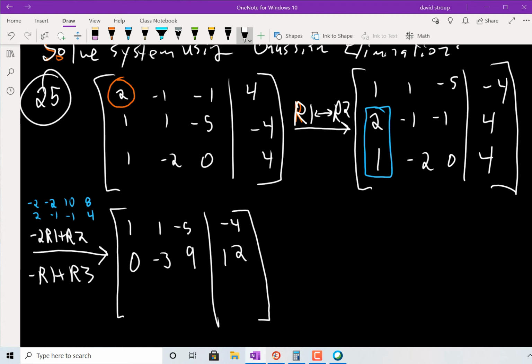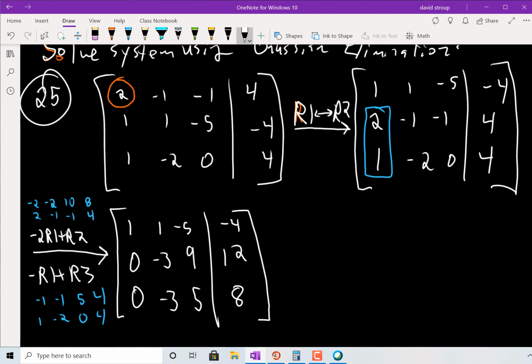And then the third row, again, I'm going to do the arithmetic in blue, so -1, -1, 5, 4, and then I'm adding it to 1, -2, 0, 4. And I get 0 like I want, then -3, 5, and then 8.